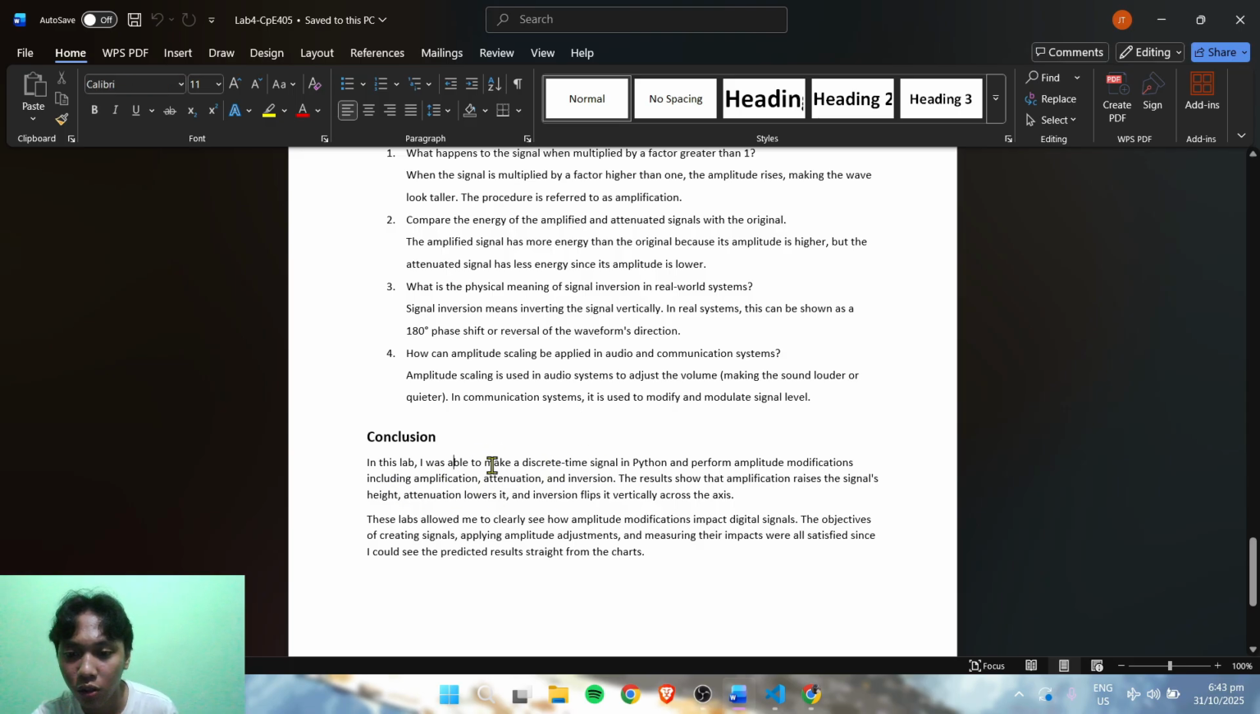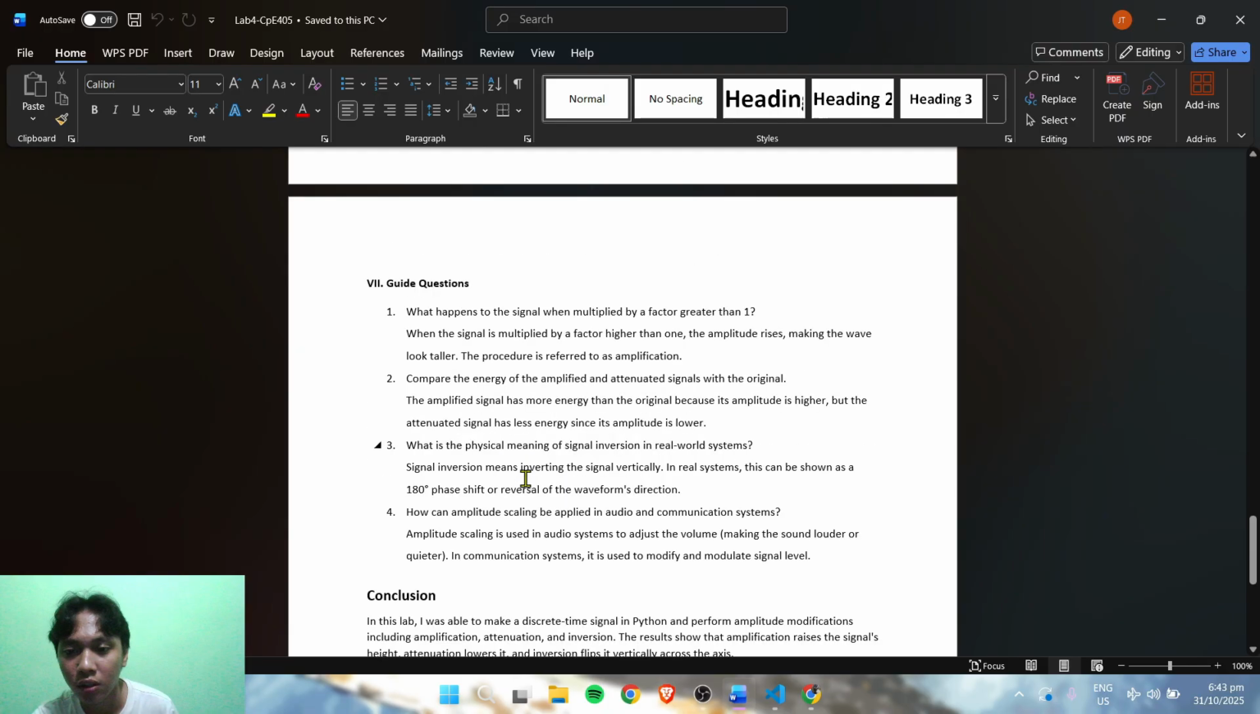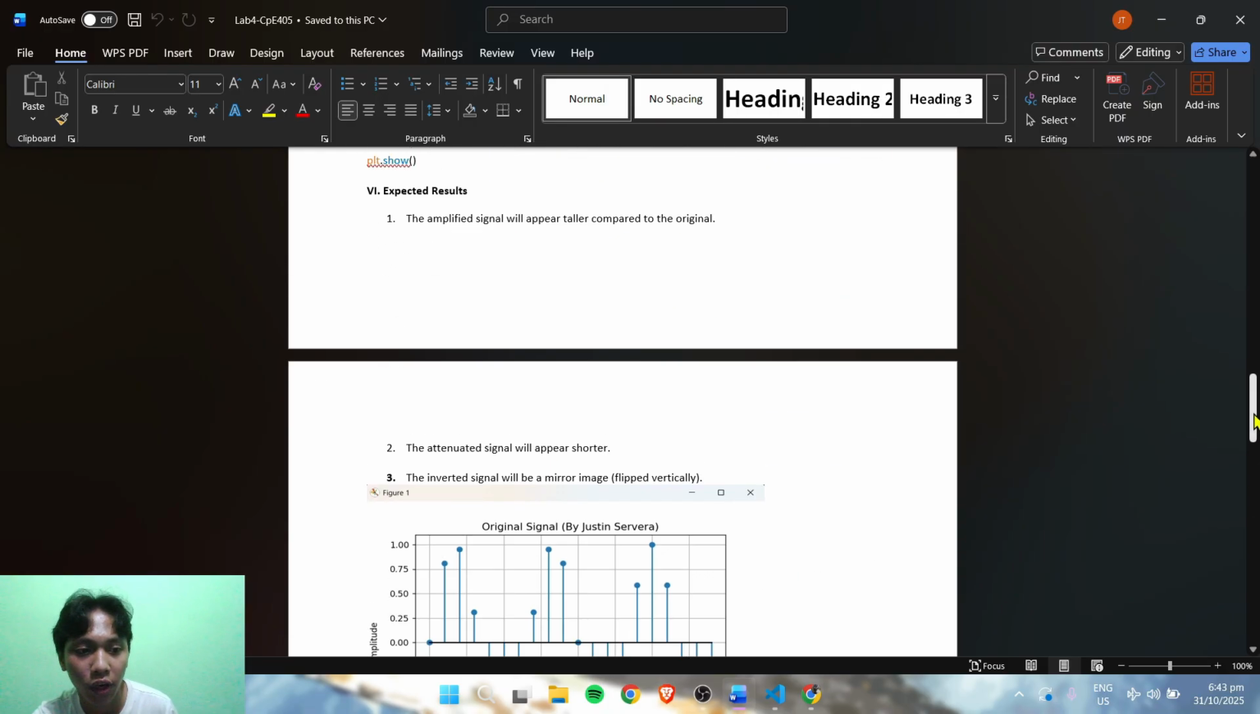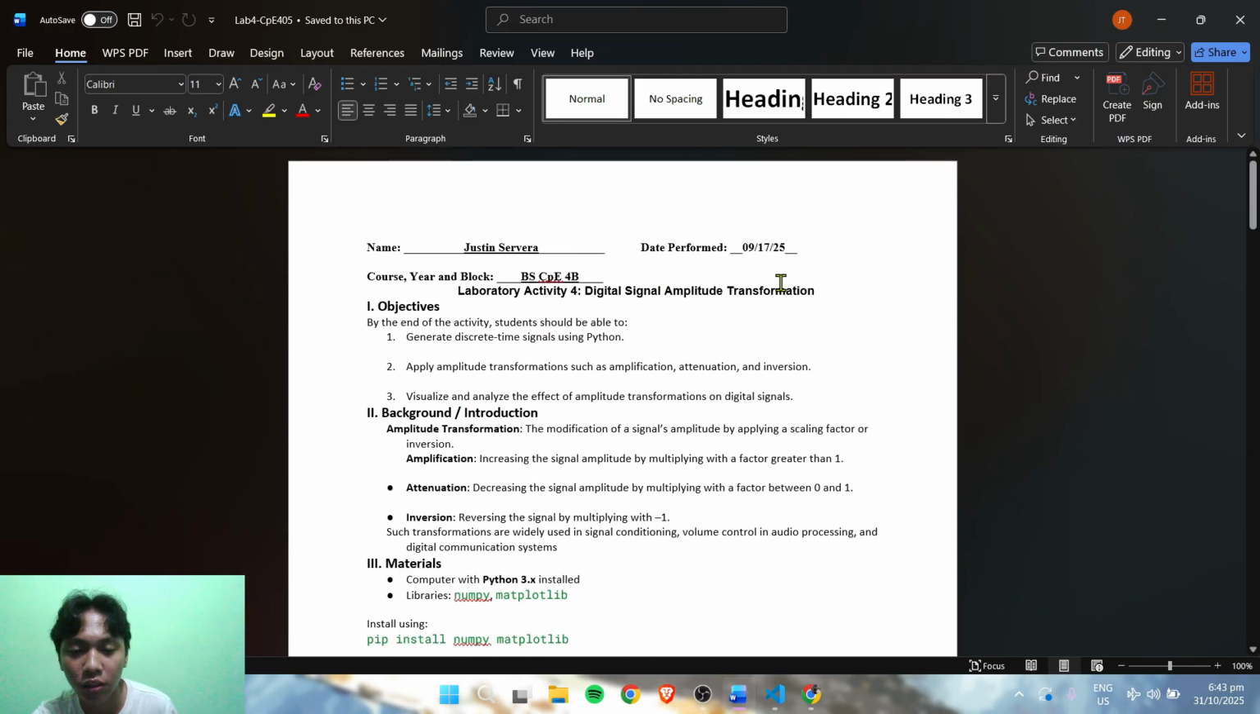In this laboratory, I was able to make a discrete time signal in Python and make amplitude modifications. This includes amplification, attenuation, and inversion. The result showed that amplification raises the signal's height, attenuation lowers it, and inversion flips it vertically across the axis. So that's all for laboratory activity 4, digital signal amplitude transformation.